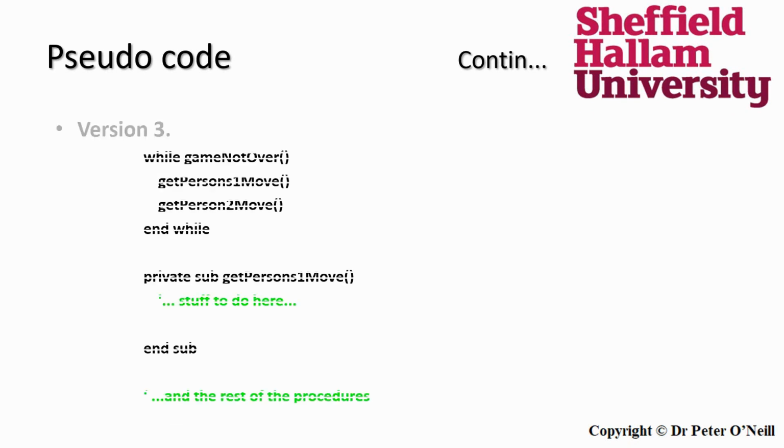Version 3, even closer. While game not over, notice now we've got a method called game not over. Get person 1 move, get person 2 move. And notice now we've also got our sub methods. So here we'll call in one and then call in the other one and so on. So now we're getting sub methods as well.